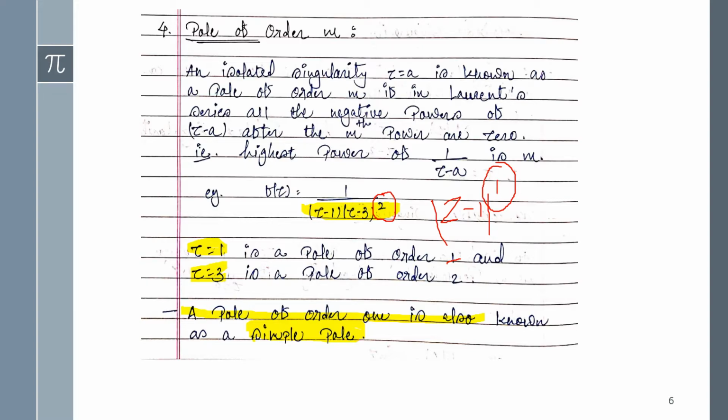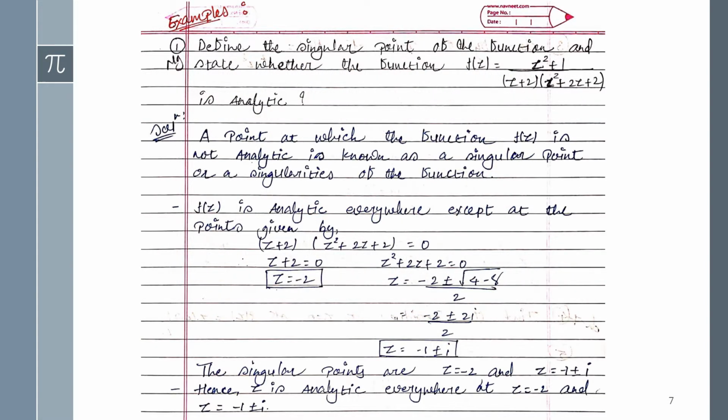Okay, now let's move to the example. Here I have written the first question: define the singular point and state whether the function f of z equals z square plus 1 upon z plus 1 into z square plus 2z plus 2 is analytic. The question asks what a singular point is, so for that you have to write its definition, and then you have to find whether the given function is analytic or not.